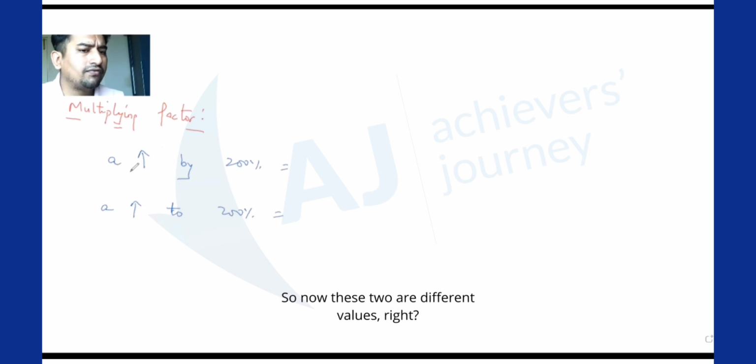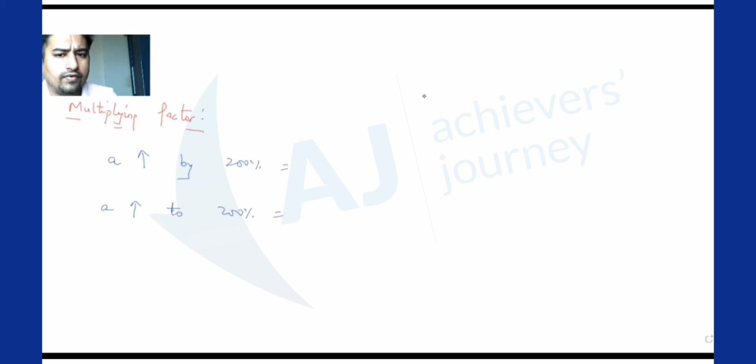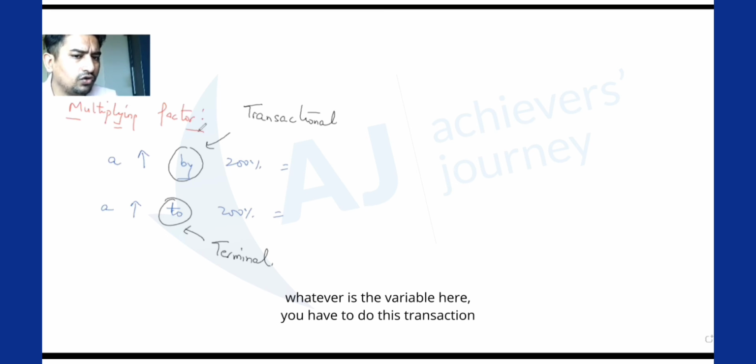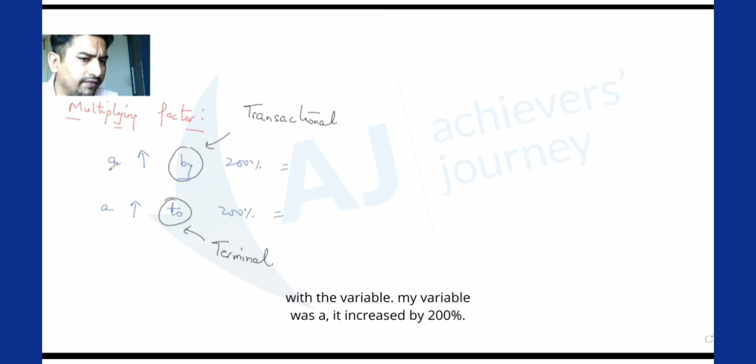So now these two are different values. When we say "by," it is transactional. "By" is transactional, and "to," on the other hand, is terminal. Now, what do we mean by that? Transactional means whatever is the variable here, you have to do this transaction with the variable. My variable was A, it increased by 200%. That means you have to add this 200% to A. That is what is transactional. You have to do this transaction with the variable.